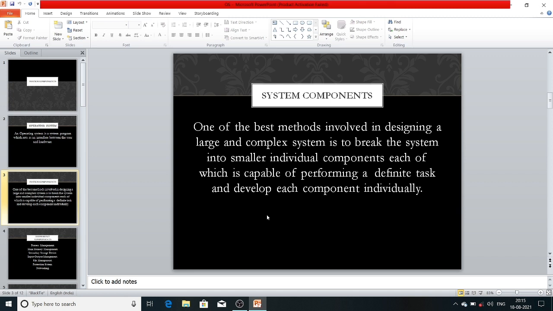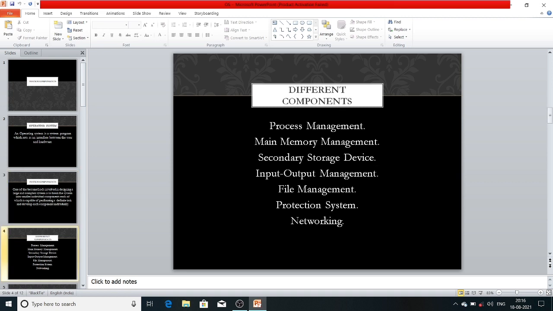One of the best methods involved in designing a large and complex system is to break the system into smaller individual components, each of which is capable of performing a definite task, and develop each component individually. The process helps in proper definition of the inputs, outputs and functions to be performed. Each component of an operating system may be understood to perform a definite activity. The different components are process management, main memory management, secondary storage device, input output management, file management, protection system, networking.